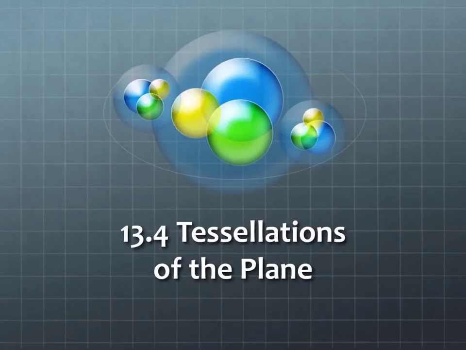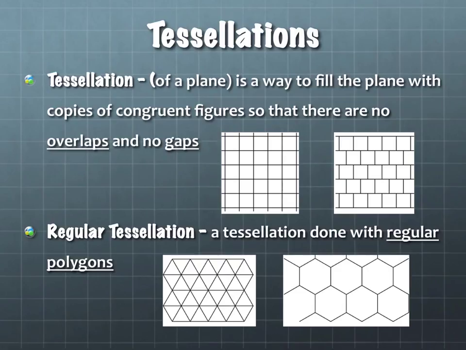Section 13.4, we're going to look at tessellations of the plane. So to start with, let's actually define what a tessellation is. A tessellation of the plane is a way to fill the plane with copies of congruent figures so that there are no overlaps and no gaps.